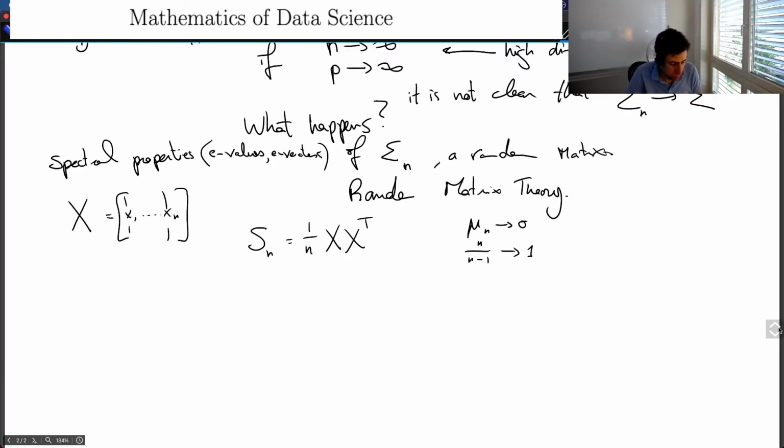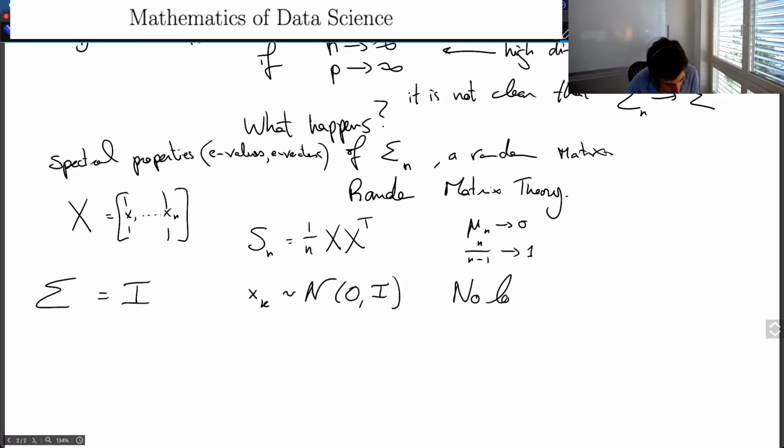So let's take an example. Let's look at the simplest possible example, when sigma is just the identity. So the points are just drawn from a completely isotropic Gaussian. There is no low-dimensional structure at all.